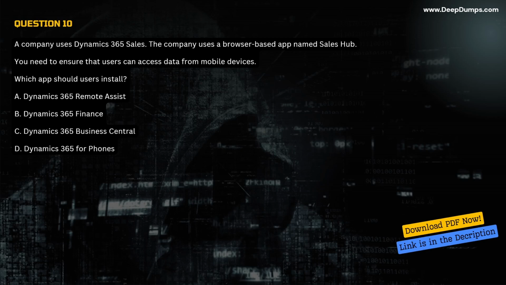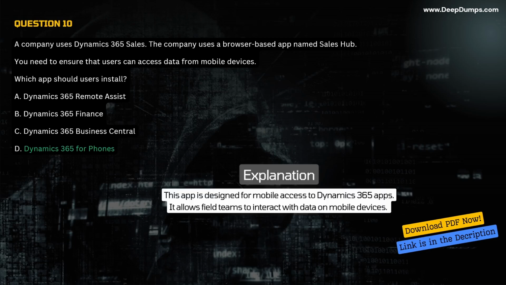A. Dynamics 365 Remote Assist. B. Dynamics 365 Finance. C. Dynamics 365 Business Central. D. Dynamics 365 for phones. Correct answer D. Dynamics 365 for phones. Explanation. This app is designed for mobile access to Dynamics 365 apps. It allows field teams to interact with data on mobile devices.